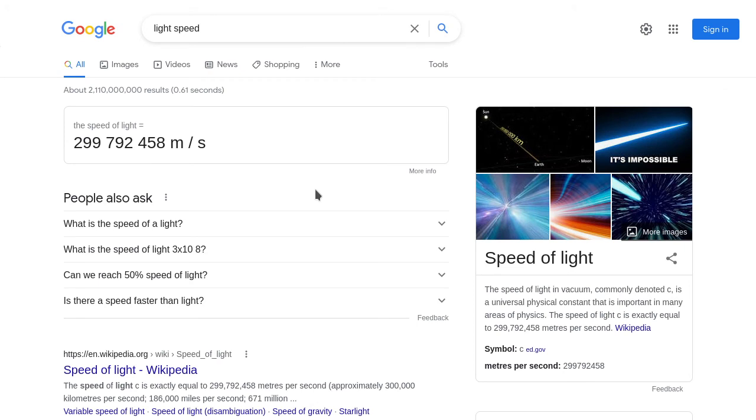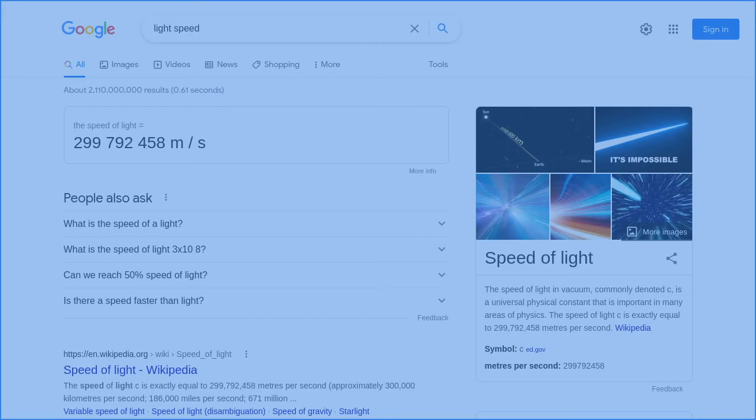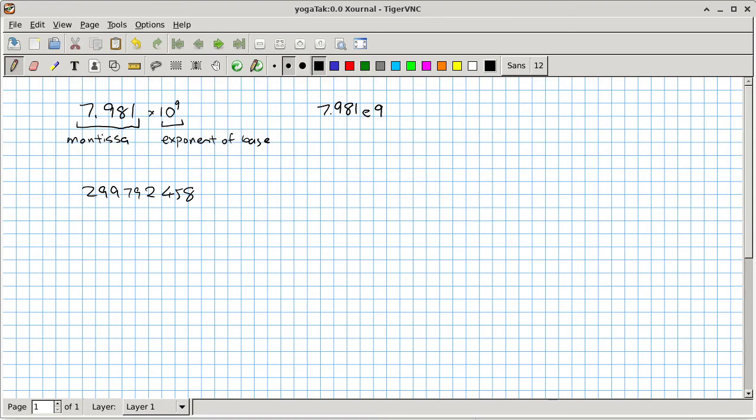299,792. I'm going to write this down on the other side: 299,792,458. Okay, there we go. Now I'm going to show you the board again. We have a pretty big number, 299 million, close to 300 million something. Writing this number out every single time is a lot of trouble, right?